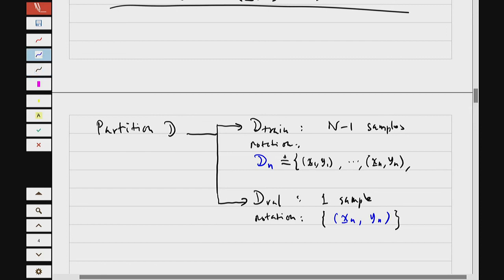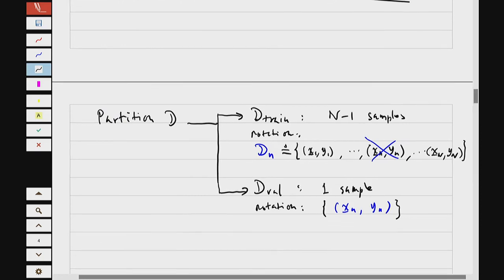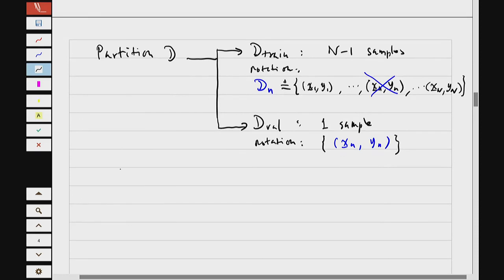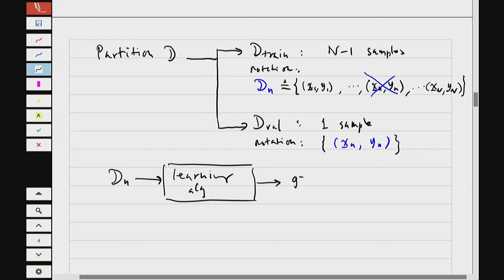In fact, you cross out xn, yn, you take it out, just leave it out. But the rest are all there, all the way to xN, yN. That's what's remaining for training. And you're going to use this training data set, again, send it into your learning algorithm. Then you get this g minus, but we're going to call it gn minus, thinking that this is the training result after you've taken the nth data point out of it.